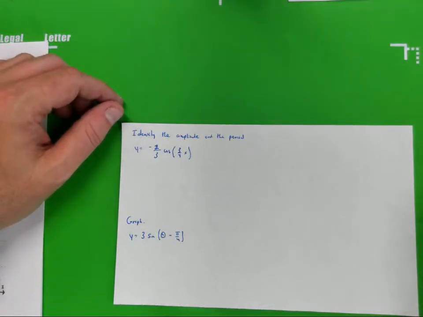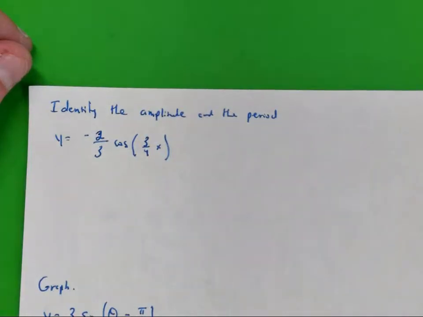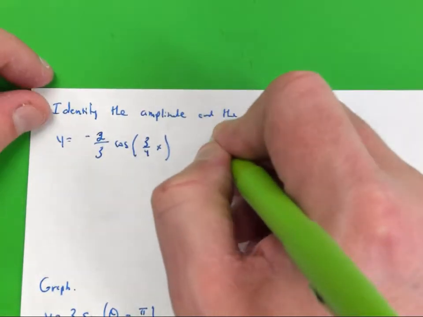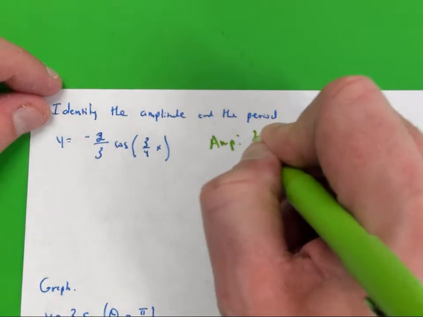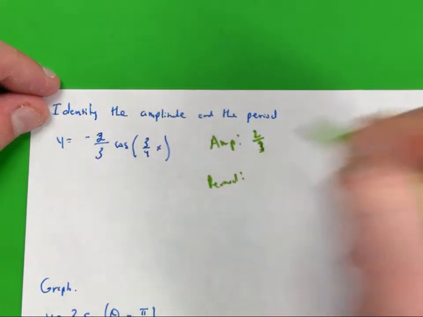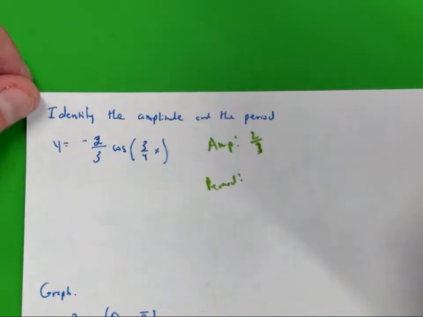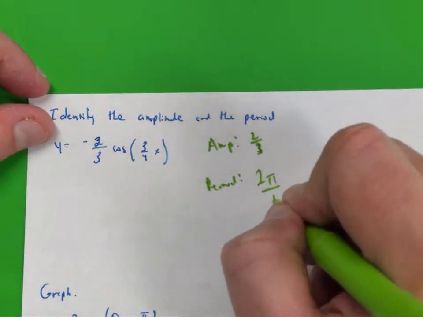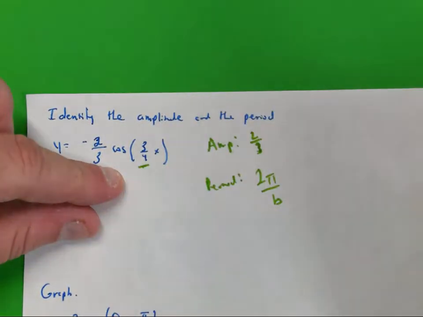Identify the amplitude and period. What is my amplitude, guys? 2/3. Very good. How do you find the period of a sine and cosine graph? What's the formula? It's 2 pi divided by b. Very good. 2 pi divided by b. Your b value is right here, isn't it?